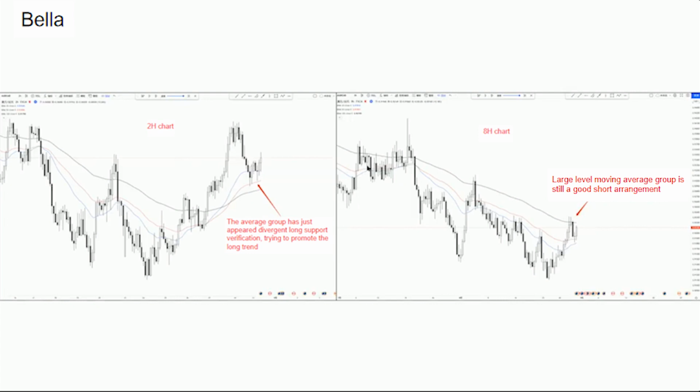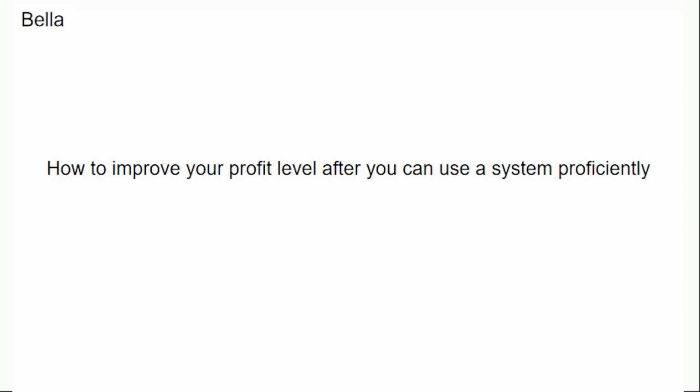Now let's move on to the last question. Assuming that you've practiced our trend pullback trading system for the last 6 months and become so proficient that you can reach the average profit level of the system, how do you continue to increase your profitability? So let's talk a little bit about using a system proficiently.